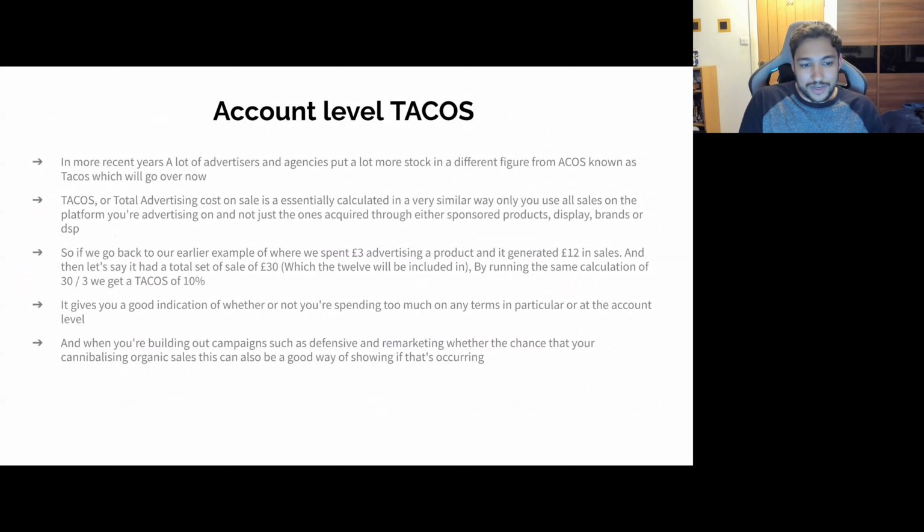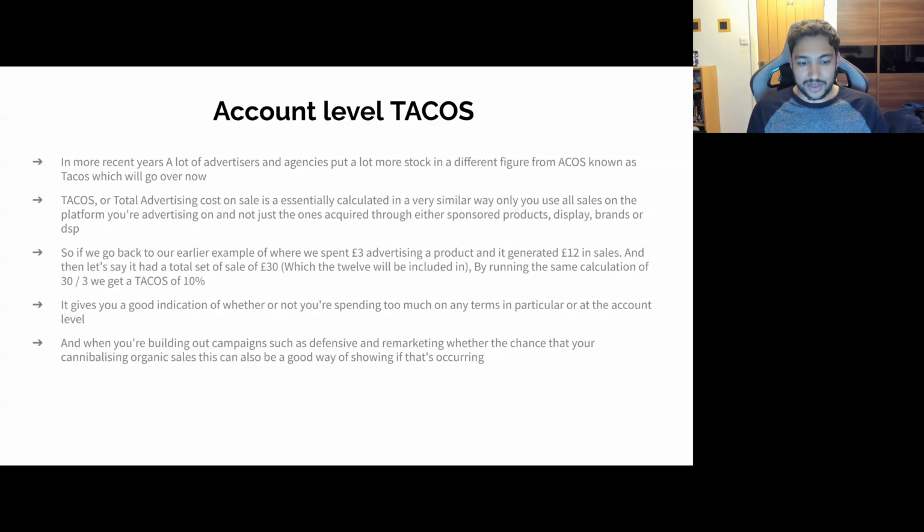So for TACoS, if we go back to our earlier example where we have our £3 product and it generated £12 in ad sales, and let's say we go back to business reports and we found that it has a total sales of 30, which the 12 is included in, by running the same calculation again, 3 over 30, we get a TACoS of 10%. Now this gives you a very good indication of a lot more things. For example, if you're taking into account total sales, you can see if your sales are increasing week on week. You can see whether or not you're spending too much on any particular terms in the account level.